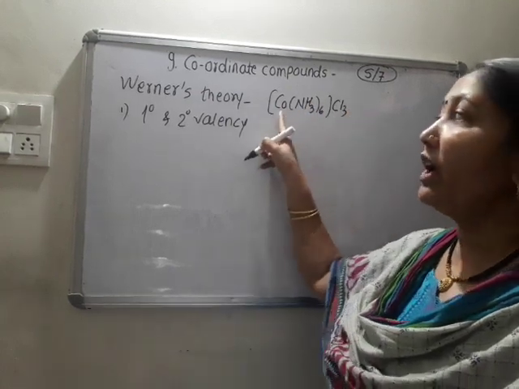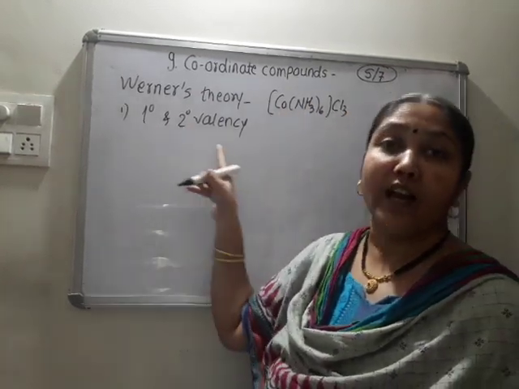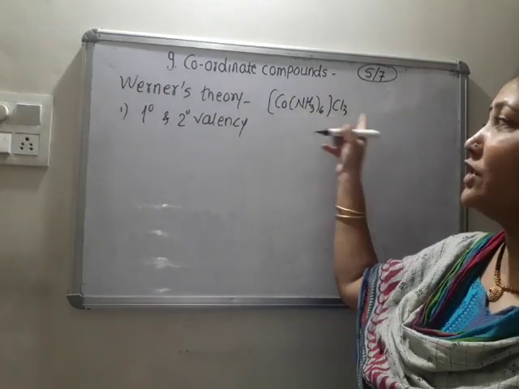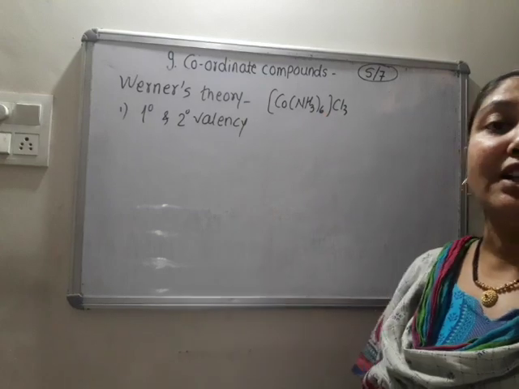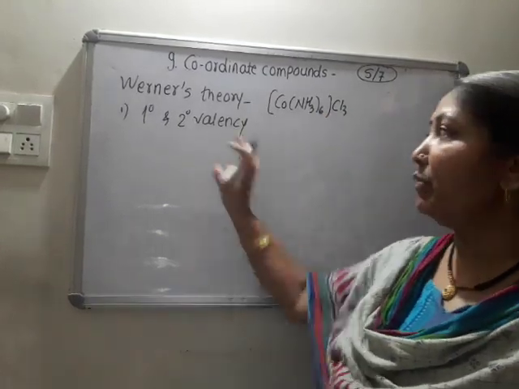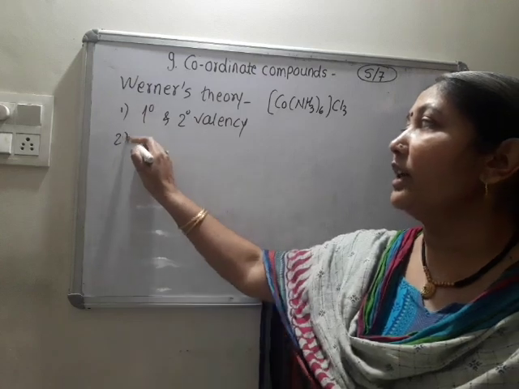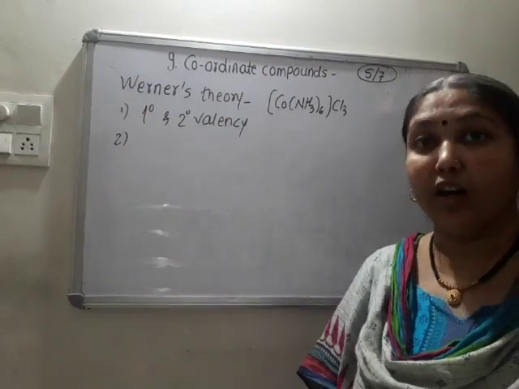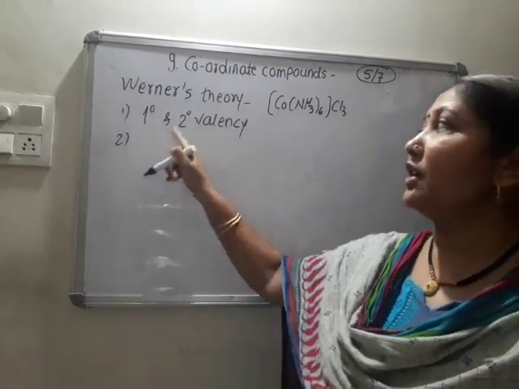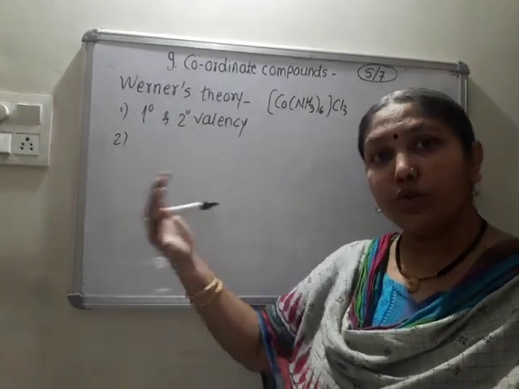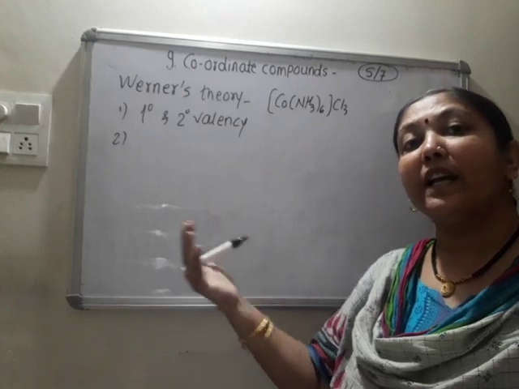Co(NH3)6Cl3. So this cobalt has 2 valencies, primary valency and secondary valency. Primary valency is satisfied by Cl, secondary valency is satisfied by NH3. Don't give an example here, just say primary and secondary valency. Second, there are 2 spheres. First point is 2 valencies. Second point is 2 spheres. These 2 spheres you have to explain in the second and third points.